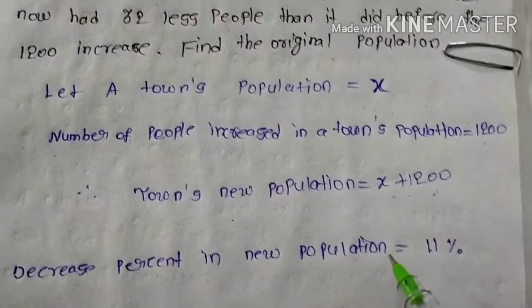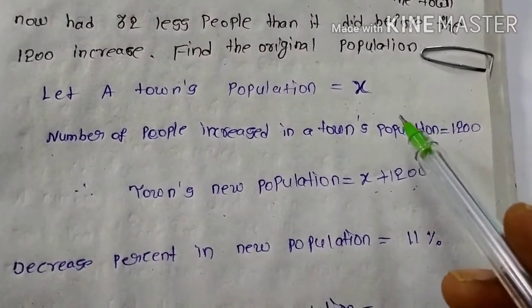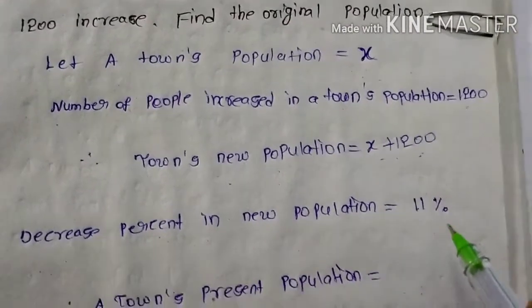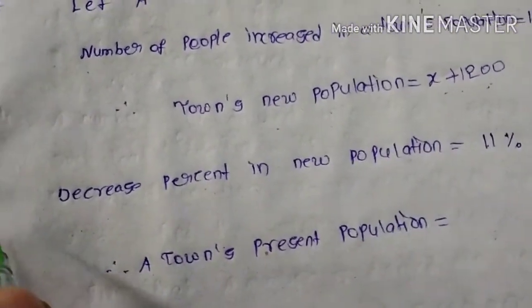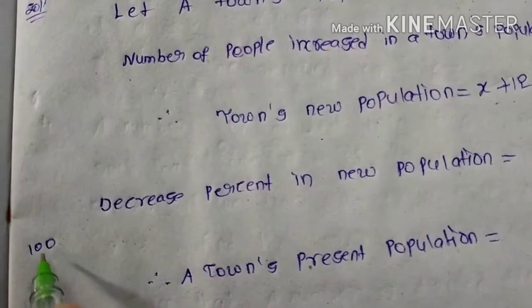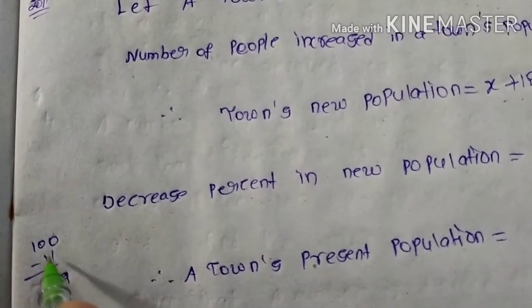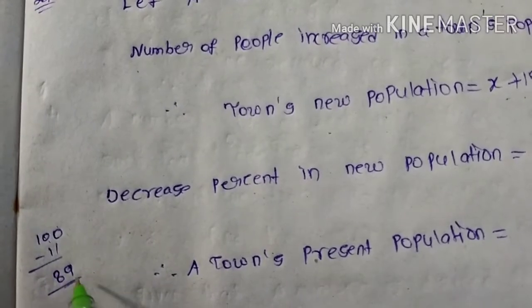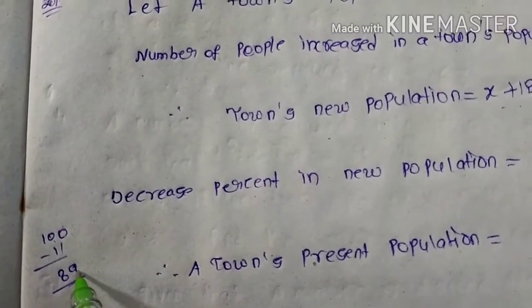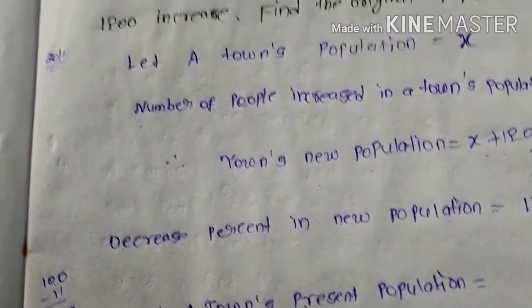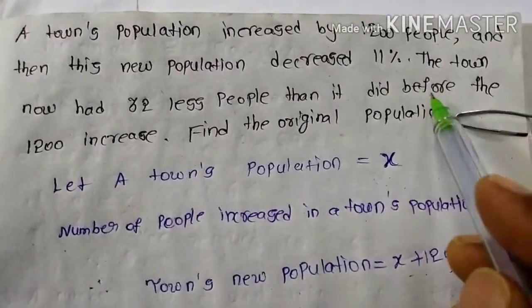You can assume the town's population is 100%. In that 100%, 11% decreased means 100 minus 11 is how much? 10 minus 11 is 9 only here, 9 minus 1 is 89. That means the remaining people are 89%.